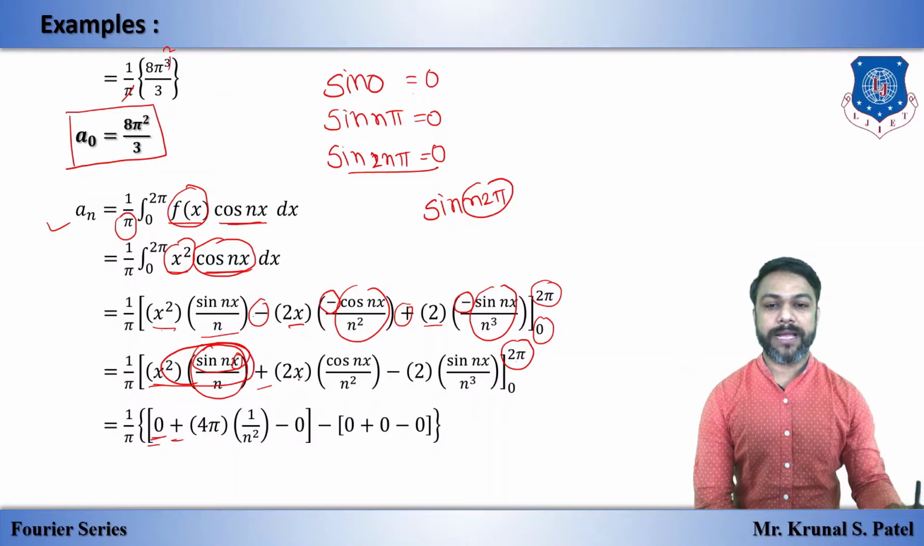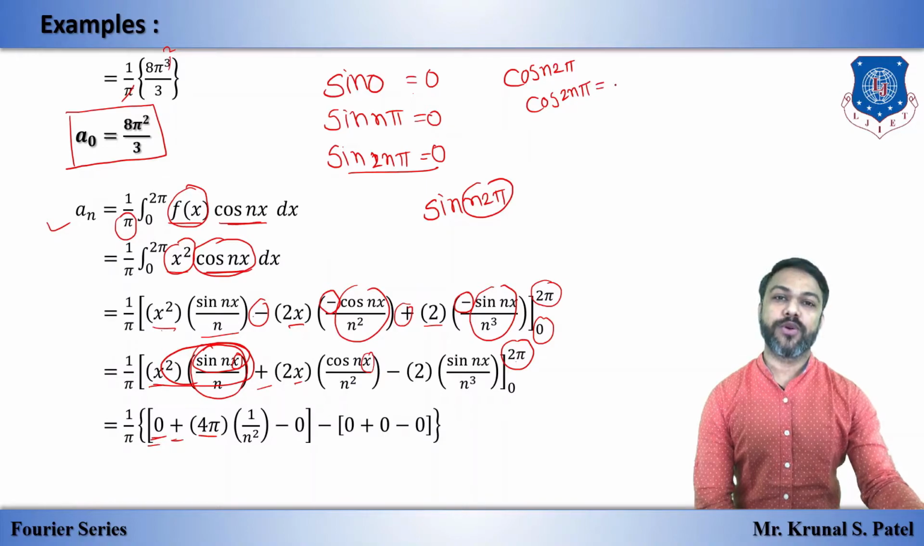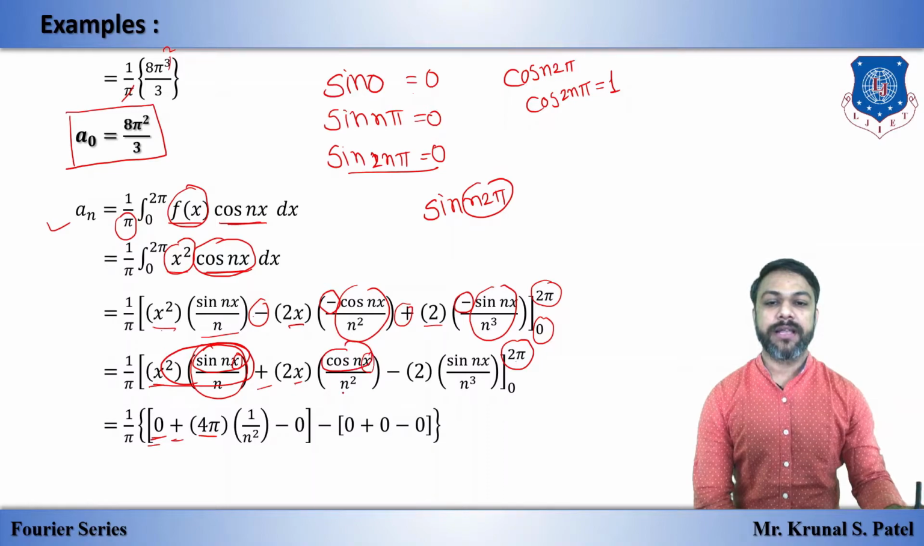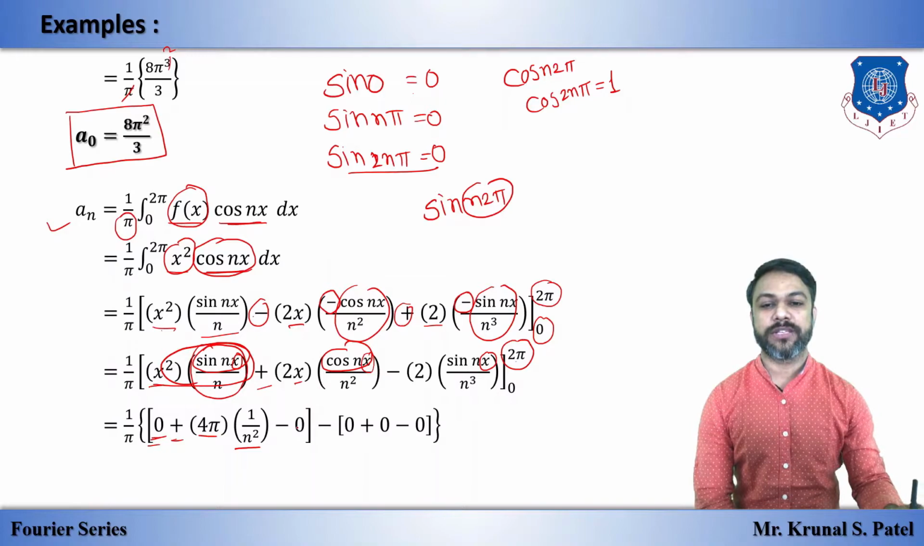Now if we put 2 pi here, 2 into 2 pi, that is 4 pi. And if we put 2 pi here, we have cos n 2 pi. That means we can write cos 2n pi, and as we know the formula, cos 2n pi is 1. So we have this 1 and n square as it is, so 1 by n square. And again if we put this 2 pi in this x, sine n 2 pi, sine 2n pi is 0, so this term is 0 and minus as it is. 0 into anything will be 0.